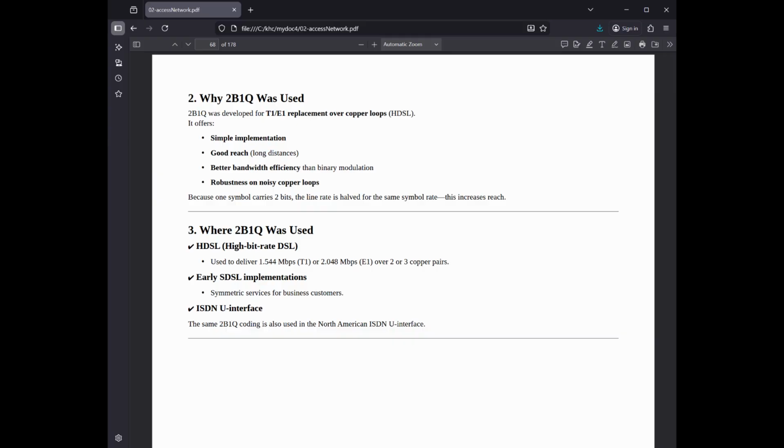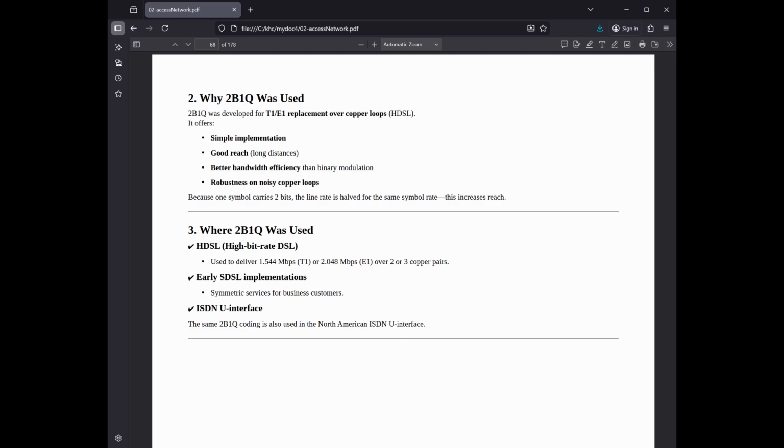HDSL, High Bitrate Digital Subscriber Line. Early versions of HDSL used 2B1Q to provide T1/E1 speeds, 1.5 to 2.0 Mbps, over copper loops. It was the workhorse for connecting business offices to the phone company before fiber optics became common.